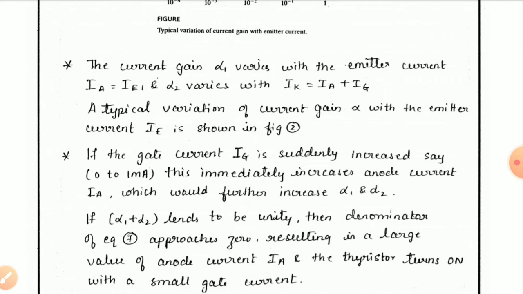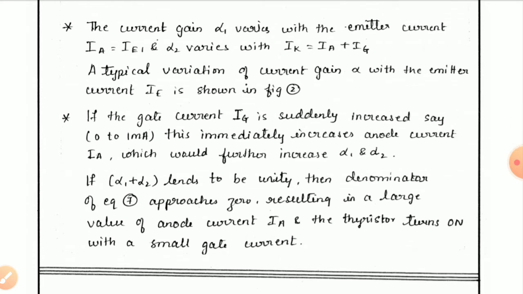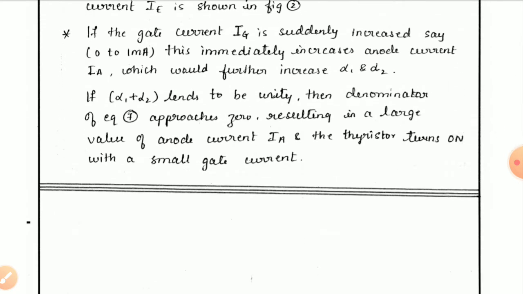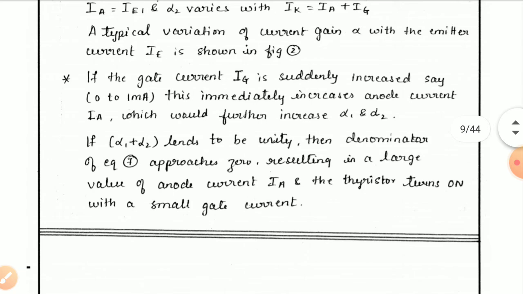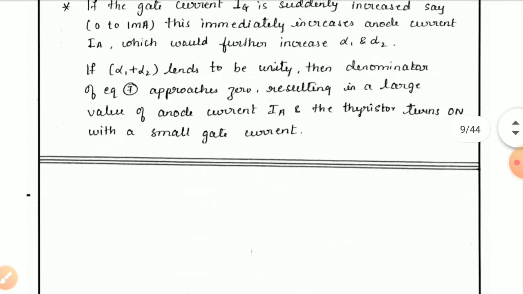Okay, how is it varying? If the gate current IG is suddenly increased, this immediately increases the anode current, which is further increased by alpha 2 and alpha 1. So if the gate current is increased suddenly, the anode current also increases. If alpha 1 plus alpha 2 tends to unity, then the denominator of equation 3 approaches 0, resulting in a large value of the anode current. The thyristor turns on with a very small amount of gate current.